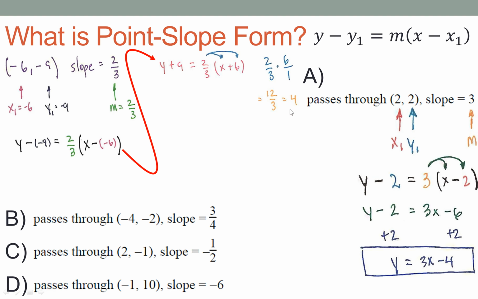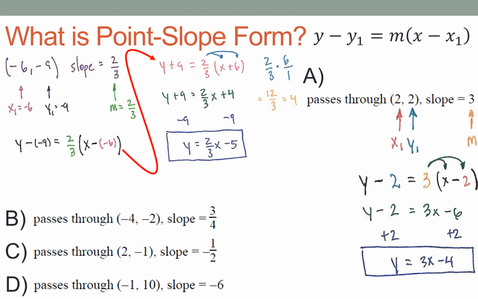So when I rewrite my equation after distributing the 2/3, the full equation reads y plus 9 equals 2/3 x plus 4. That 4 comes from multiplying 2/3 times the 6, which simplifies to 4. And you've guessed it, I want to change this into slope intercept form. So I'm going to move the 9 by doing the opposite operation. That subtracts 9 from each side, and I have y equals 2/3 x minus 5.